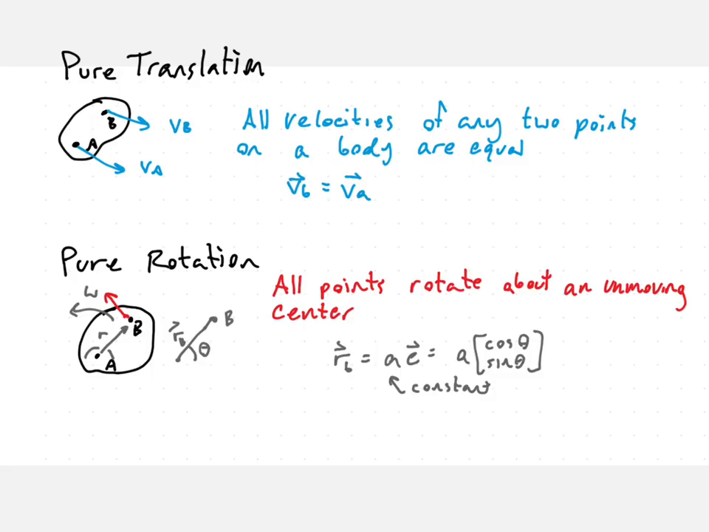And that vector is A times our unit vector E, so A times cosine theta, sine theta. And if we take the derivative of that, A doesn't change. So we're just taking the derivative of our unit vector E.